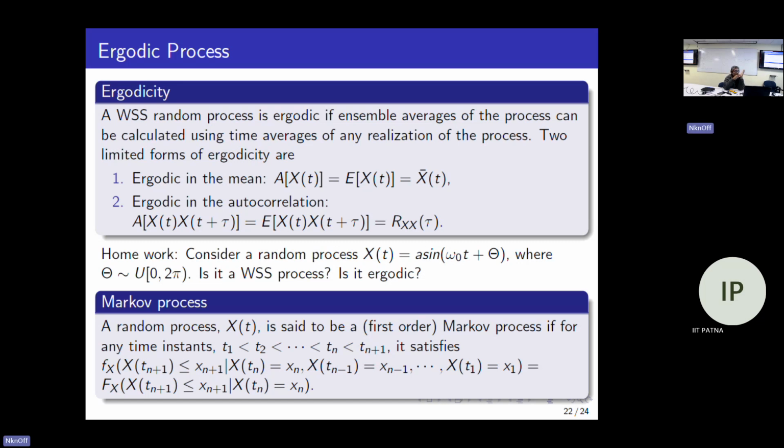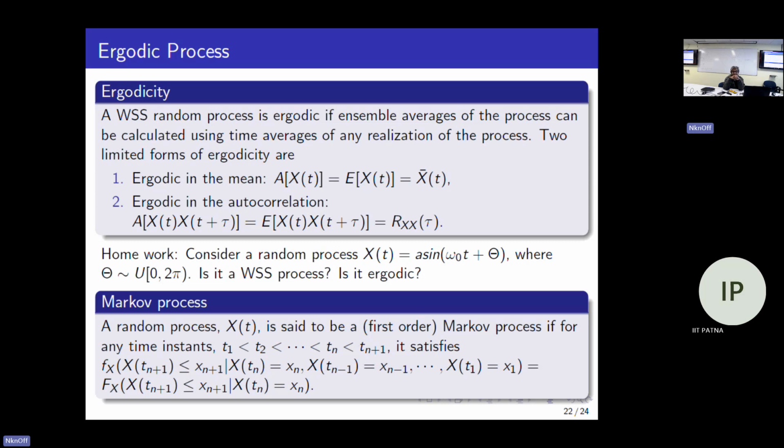Now there is some homework I wrote. Consider a random process x(t) equals A sine(omega t plus theta), where theta is uniformly distributed from 0 to 2 pi. Is it WSS? For that, you need to calculate the expectation and autocorrelation, and see whether it is WSS or not. Is it ergodic? For that, you have to calculate the mean and the autocorrelation. If the mean is satisfied, you will say that it is ergodic in mean. If the autocorrelation is satisfied, you will say that it is ergodic in autocorrelation.